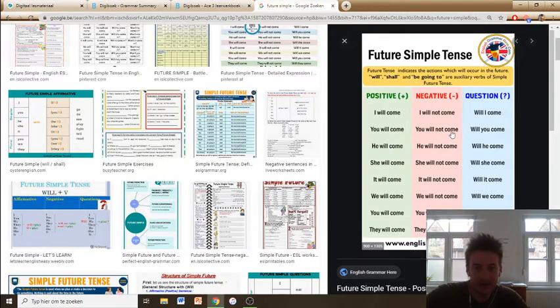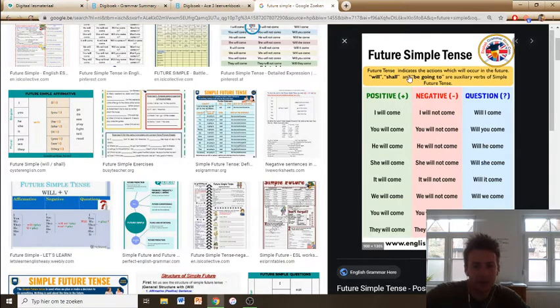If you want to make that negative, you can just add not after the auxiliary verb, so I will not come, you will not come, and so on. And know that you can make a contracted form of this, I won't come, you won't come, and so on. That's shorter. You can also ask a question, of course, and to do so, you just have to reverse the auxiliary verb and the subject. So will I come, will you come, and so on.